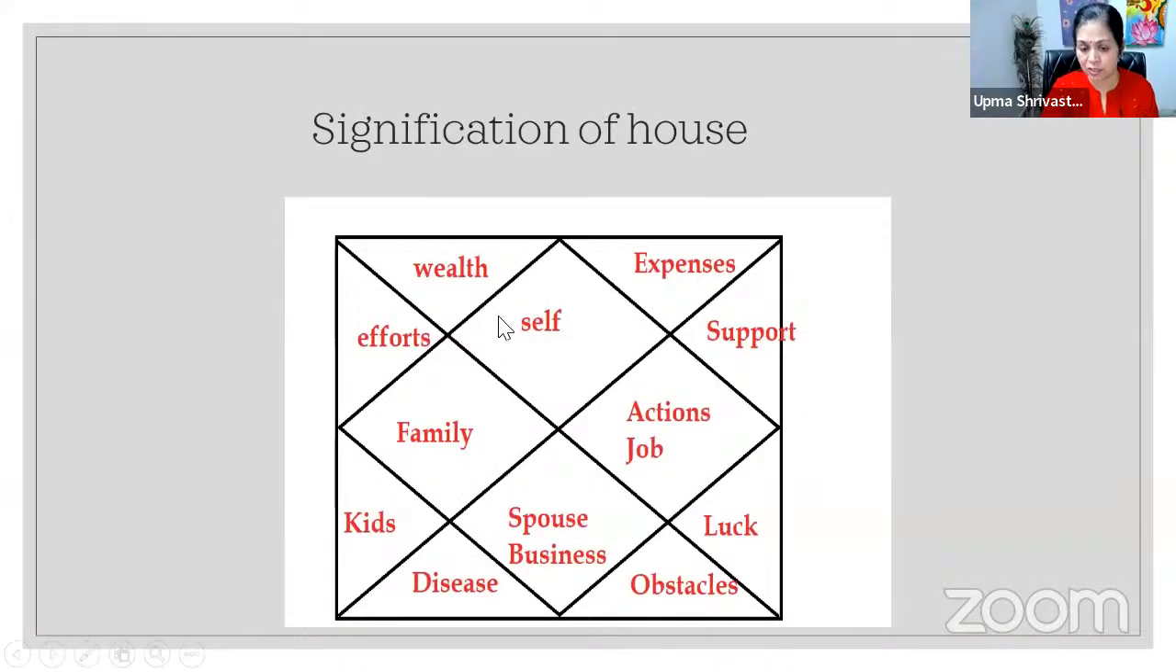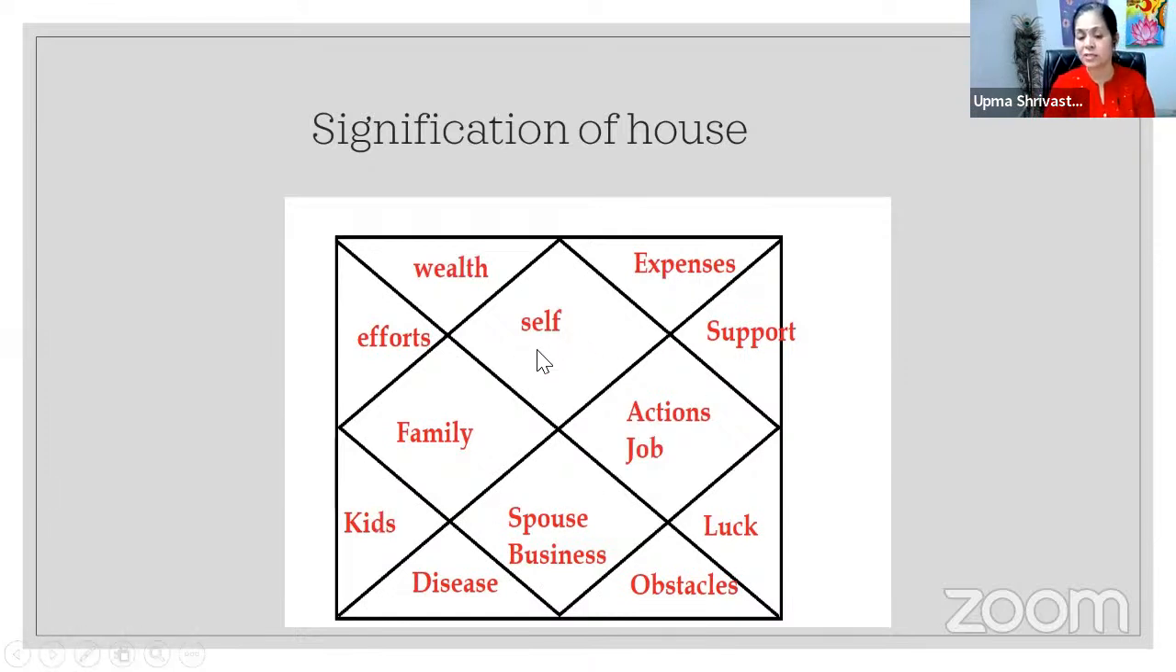The first house indicates self. Self means your complete personality, which kind of thoughts you have, how good your mental strength is, everything is represented by self. So in general, if your first house is well placed, meaning auspicious planets are placed here, then it indicates you will have a good personality, and you will get things very well by your own effort.